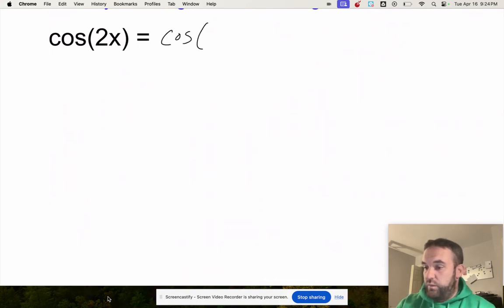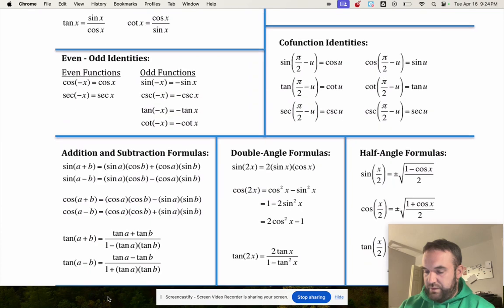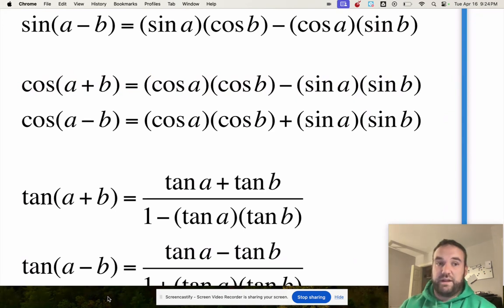In the previous lesson, we saw that if we have the sum of two quantities within a cosine function, where the first quantity is considered A and the second quantity is considered B, the cosine of A plus B is equal to cosine A times cosine B minus sine of A times sine of B.